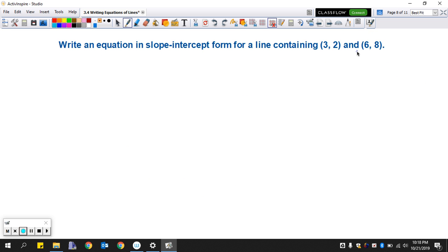Write an equation in slope-intercept form for a line that contains 3, 2, and 6, 8. Once again, label them. X1, Y1, X2, Y2. Remember last week I said I've normally gotten into the habit of having the larger numbers be your X2 and Y2. So then we go 8 minus 2 over 6 minus 3. 8 minus 2 is 6. 6 minus 3 is 3. 6 divided by 3 is 2. So we have a slope of 2.